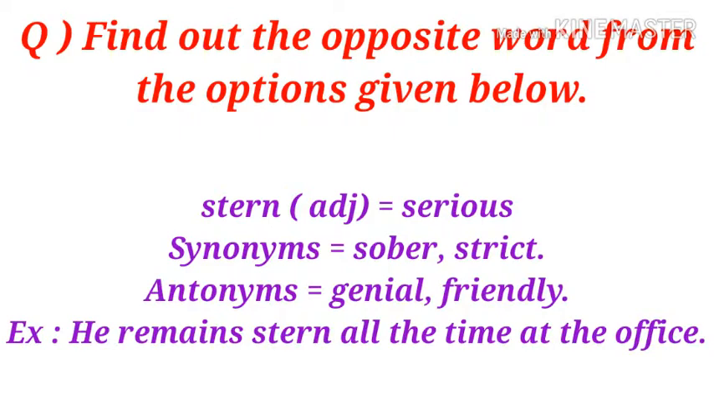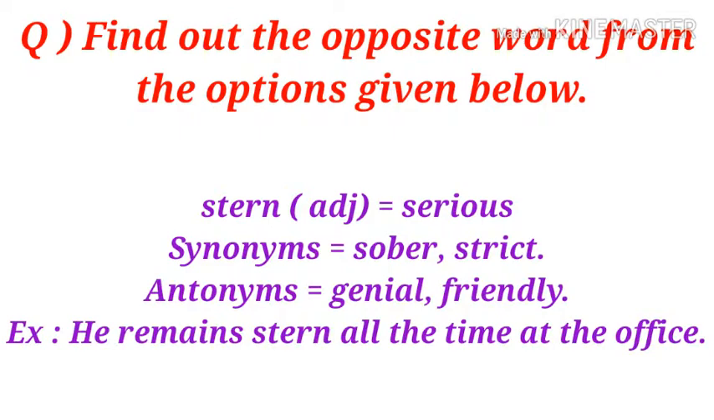Okay. Let us see the example. He remains stern all the time at the office. That means he doesn't become friendly in his office. So this is the meaning of the word stern. I hope you have understood it. Then let us see its options.